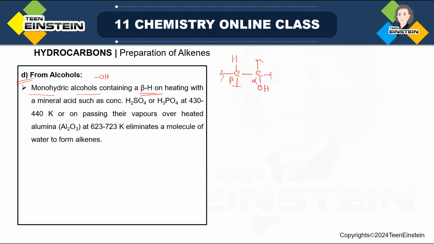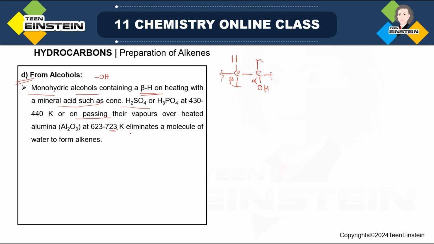Now what type of reagent will you take? You will take a mineral acid, concentrated H2SO4, or you can also take H3PO4, phosphoric acid, at a temperature of 430 to 440 Kelvin. This is one condition that we can apply. Another condition we can apply is passing the vapor of this monohydric alcohol over heated alumina, Al2O3. Now the temperature is higher compared to the previous case.